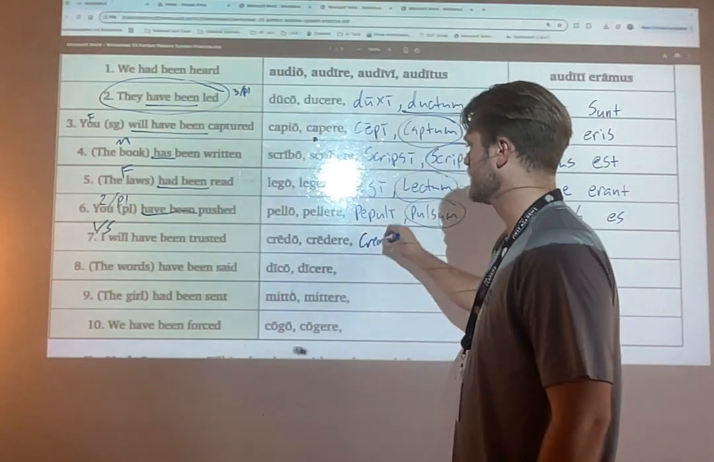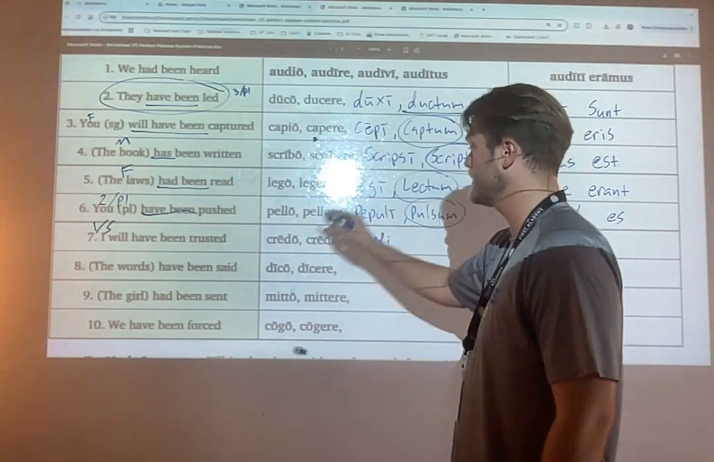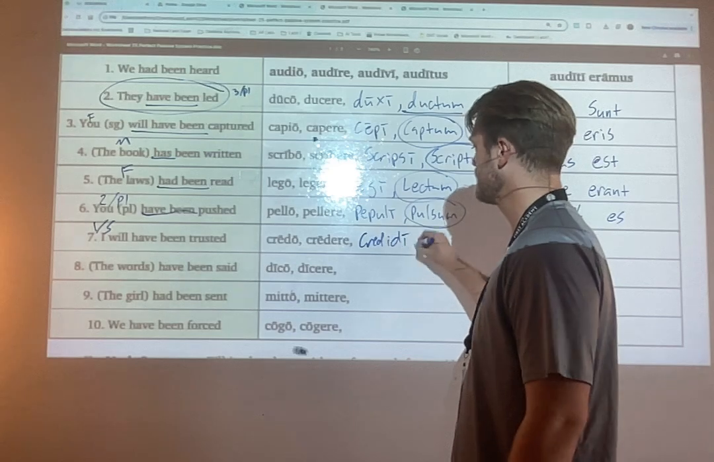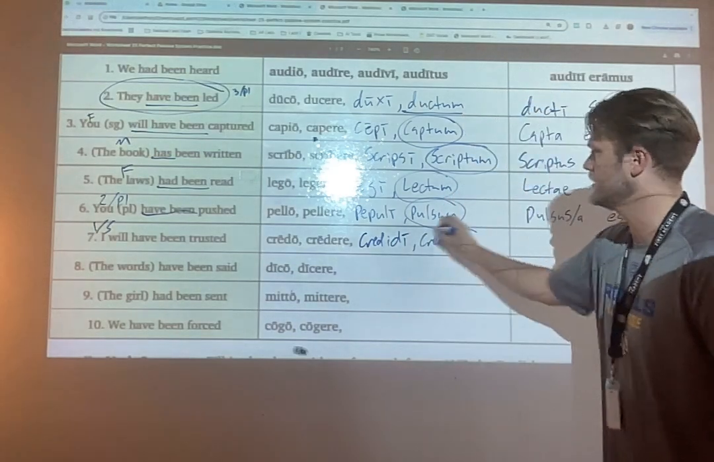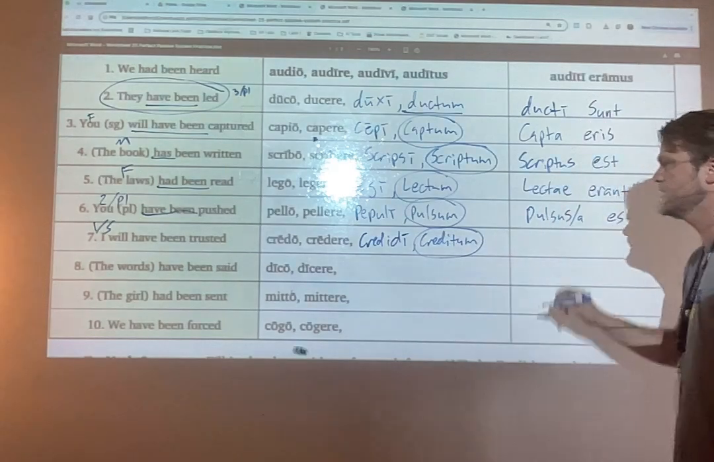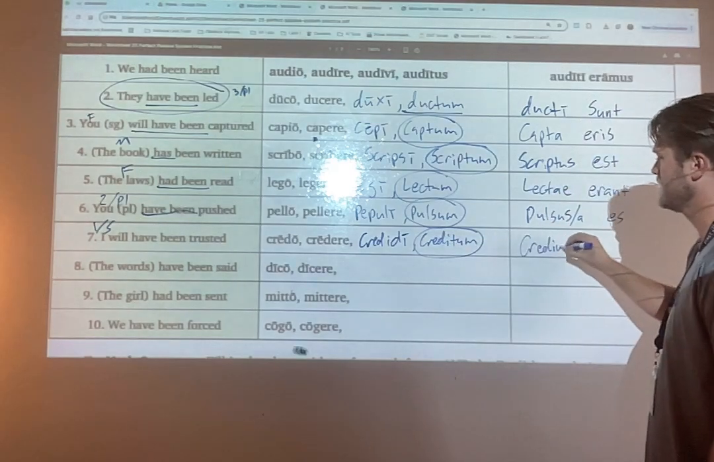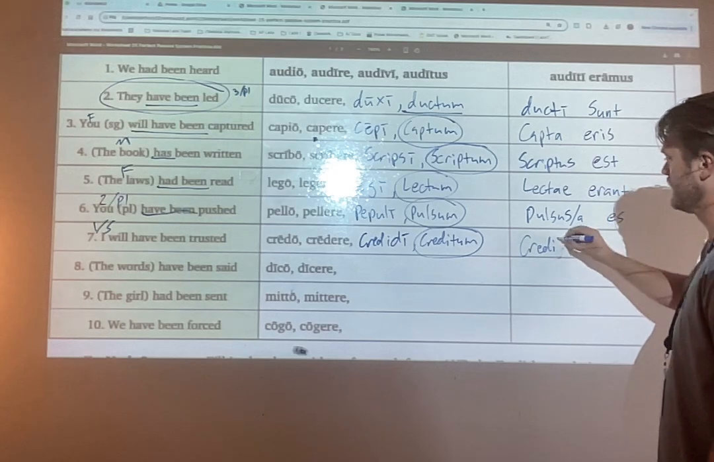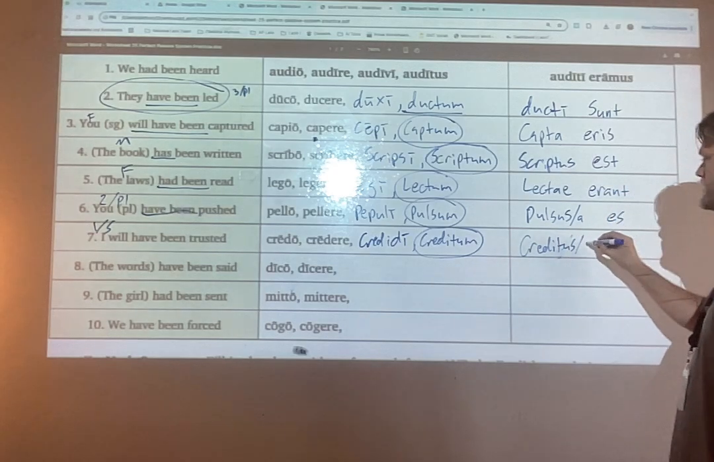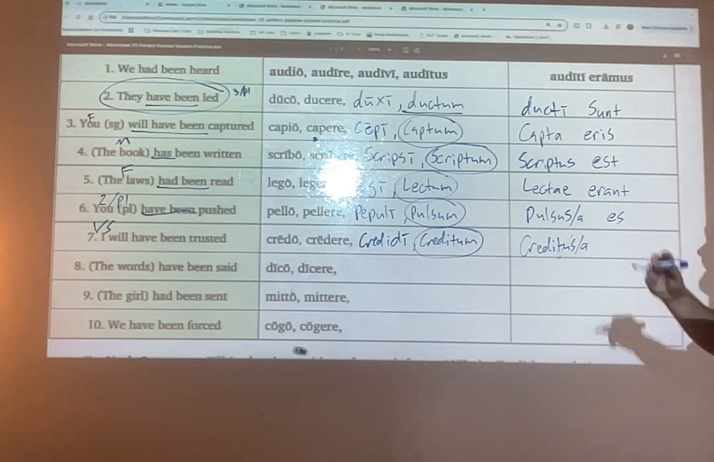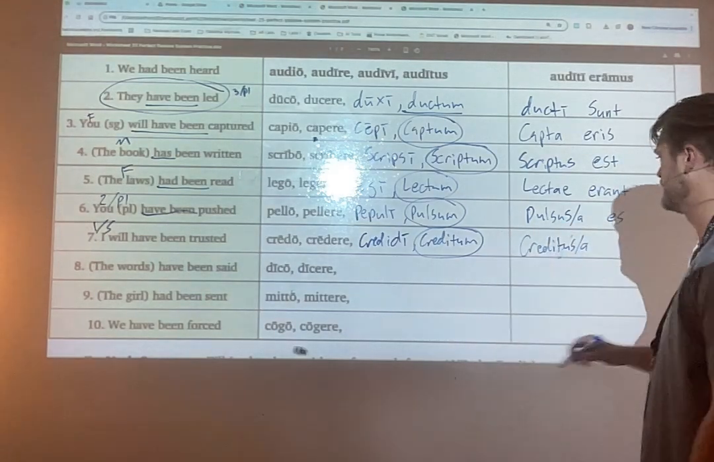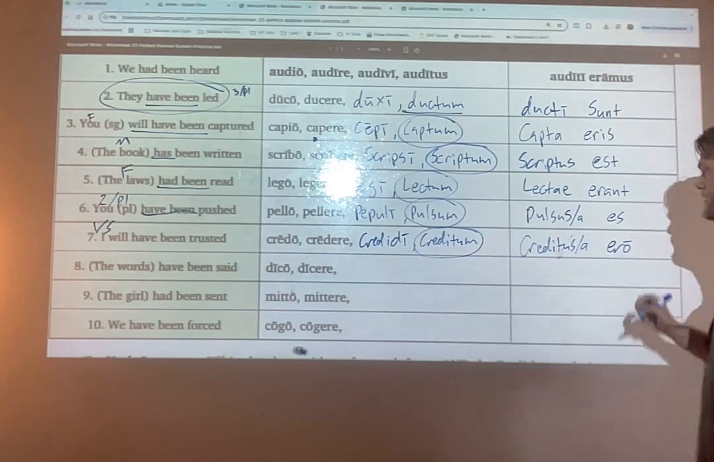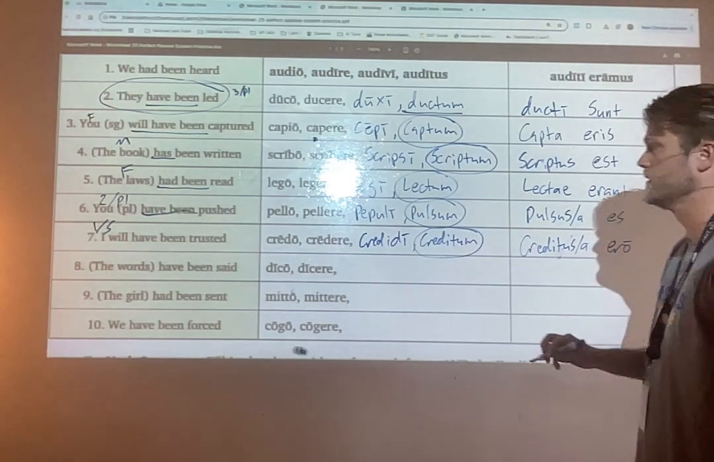The principal parts are credo, credere, credidi, and then creditum. All right, we once again need the fourth one. So creditum can't stay neuter. It would probably be masculine or feminine. So let's just write both those options up there, creditus or credita. And then I will have been. That's future perfect passive, will have been. So this needs to be ero, creditus or credita ero.